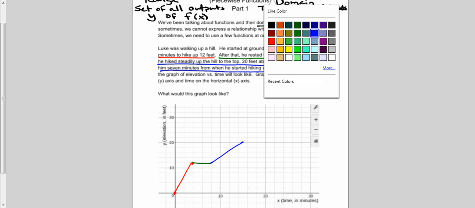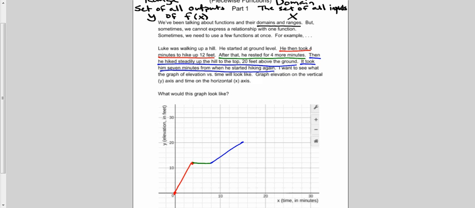And then let's just assume that Luke rested after that. What color should I use? I'll use my favorite color, baby turd brown, right there. So he rested after that, okay? That's what your graph should look like, all right? Now, that's review.